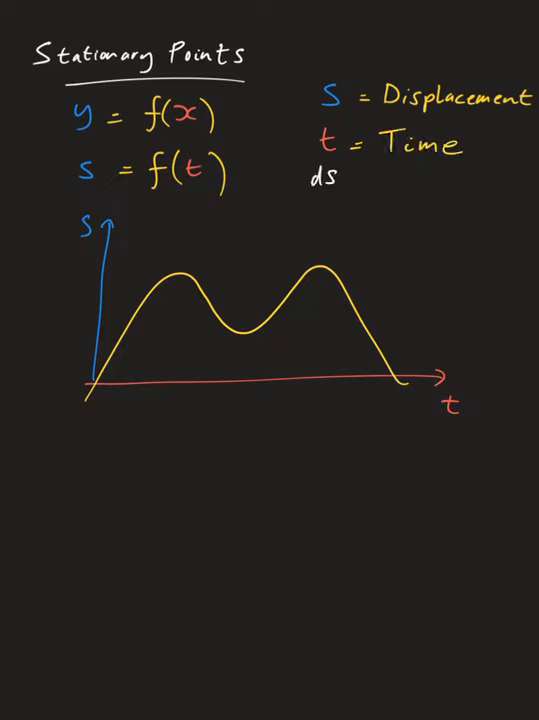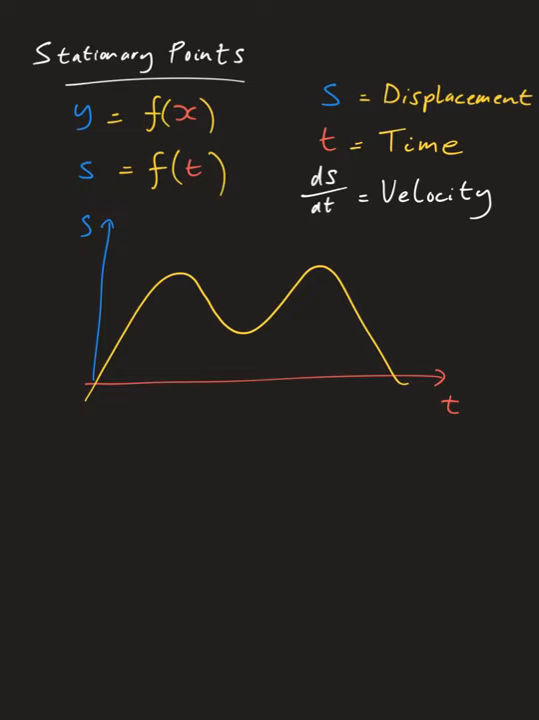The derivative here, ds dt, is the rate of change of displacement with respect to time, which is velocity. So the rate of change of distance with respect to time is speed or velocity. If s was in meters and t was in seconds, velocity would be in meters per second, because you would calculate it by dividing distance in meters by time in seconds.